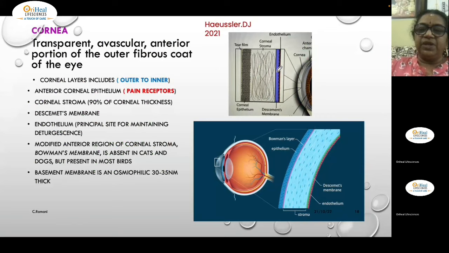In fact, Descemet's membrane protects against any injury that happens on the cornea. You will not find much tear here. This will protect the corneal injury from entering into the anterior chamber. There is one more layer between the corneal epithelium and the stroma, which is very poorly defined in dogs. That is the Bowman's layer. That is why we studied A, B, C, D, E, so that B is normally missing in the dog's cornea.